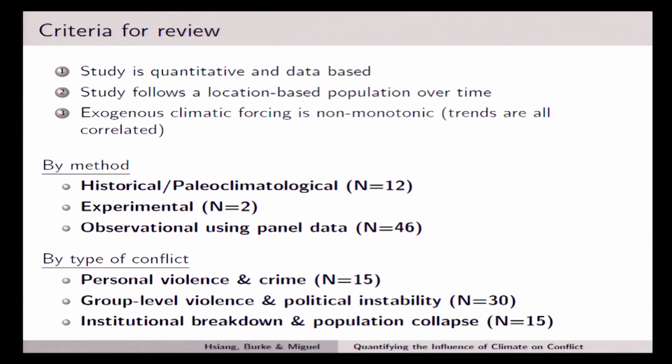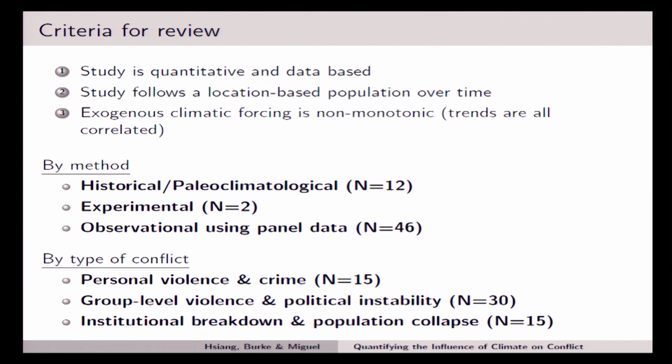And so just to give you a sense of what we were doing, to select different studies, which I will show you, the study has to be quantitative and data-based. And importantly, the study has to follow how populations behave over time. Okay? So to get a sense of why we're doing that, one can imagine, first of all, the ideal experiment we would like to do is we'd like to have two planets, and we would like to heat one of them up and keep one of them the same temperature, and we'd like to observe how social conflict changes in those two. Right? So that's a hard experiment to do.